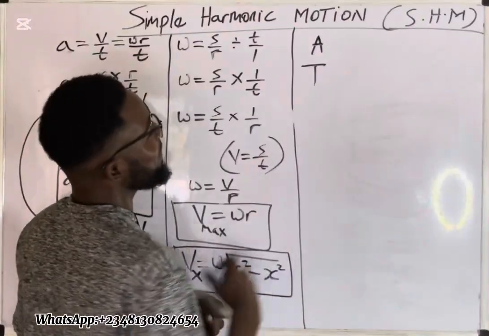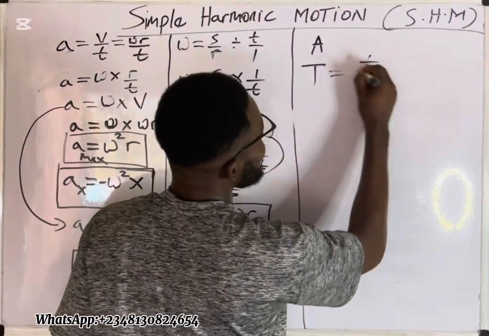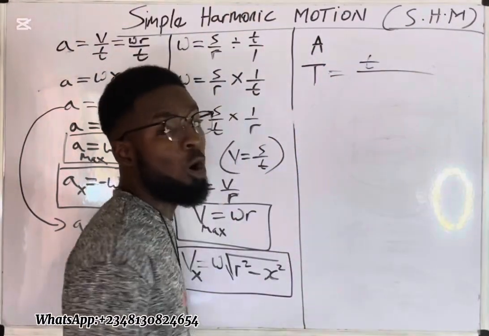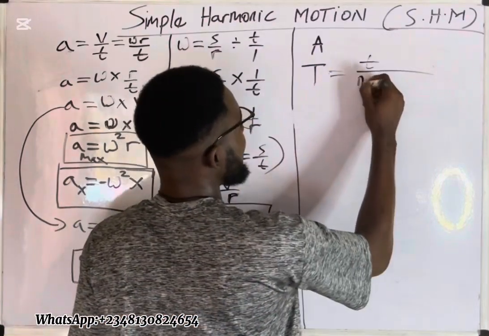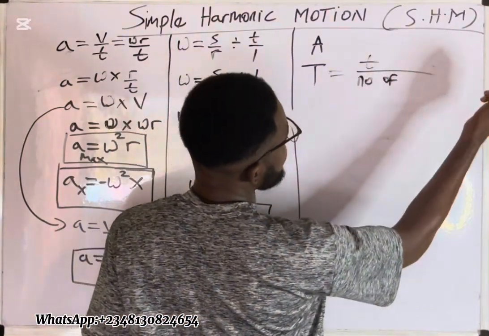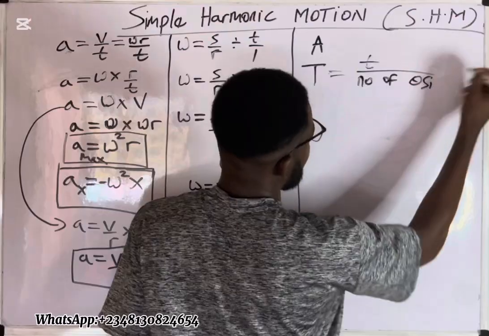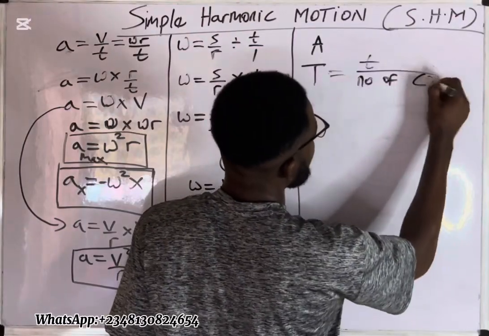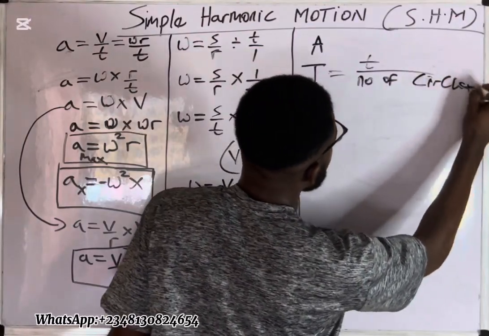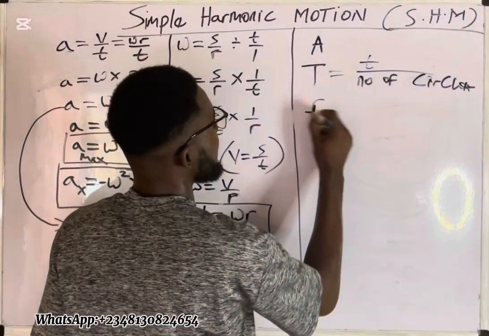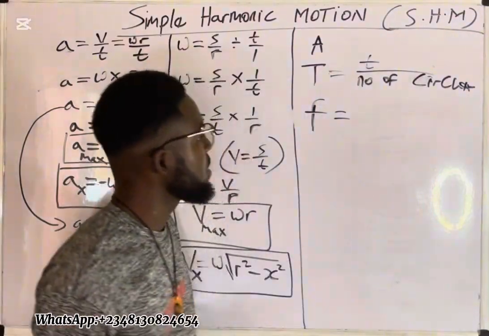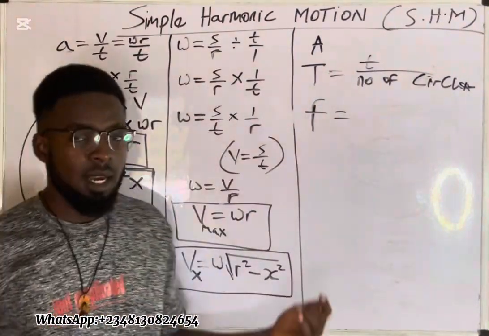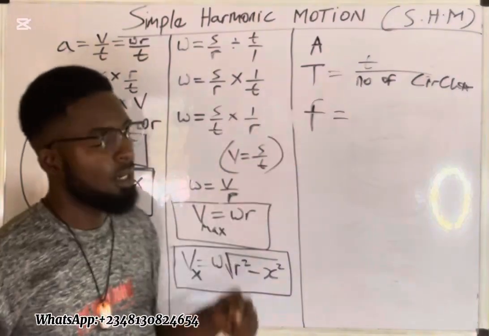Now, so what do we mean by period? Period is what we say time divided by what? Number of oscillation or number of circle. Let's use oscillation. Okay. Or let's use circle. Number of circle. Then frequency. Frequency is denoted with what? F, small letter f. Okay, frequency.